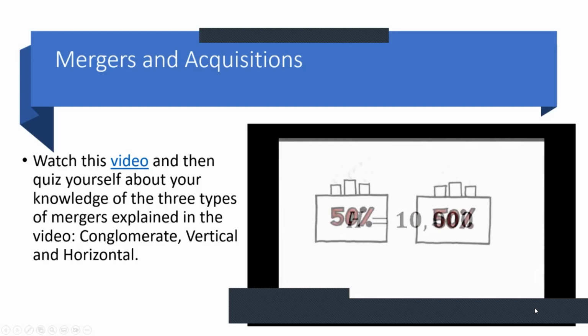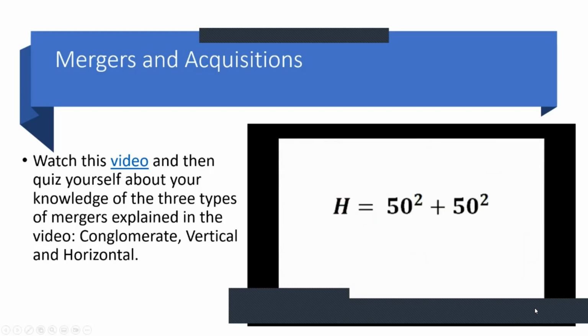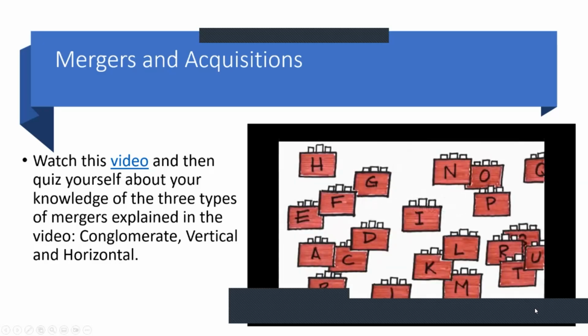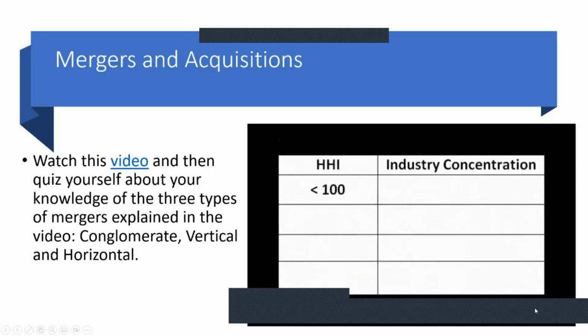An industry with 2 firms, each having 50% of the market, would have H equals 50 squared plus 50 squared, or H equals 5,000. What about an industry with 100 firms, each having 1% of the industry? Then H, the sum of the squared shares of the top 50 firms, would be 50. A Herfindahl-Hirschman index of less than 100 indicates a highly competitive industry.